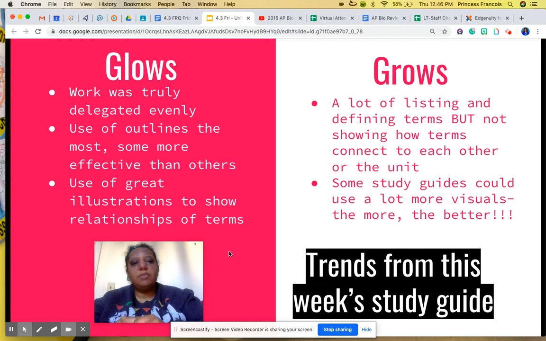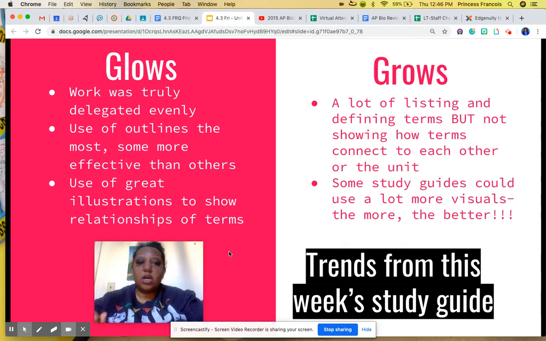Next, I saw the majority of you used outlines the most, some more effective than others. Outlines can work great. However, don't fall into the trap of using outlines, because sometimes an outline is not the best way to actually show relationships with each other. So I would push, maybe for next time, if you used an outline, you might want to use another type of study guide.